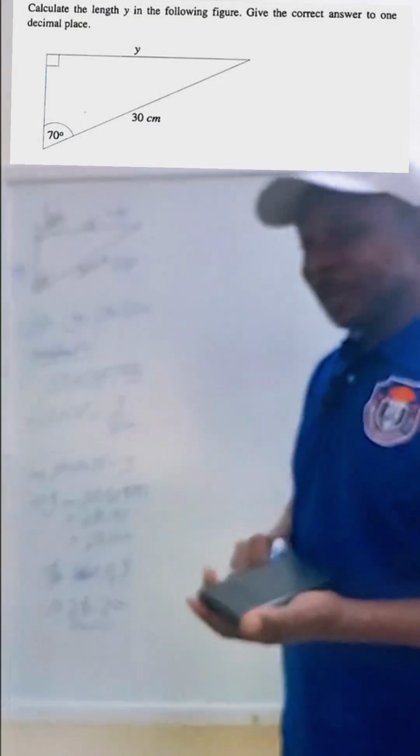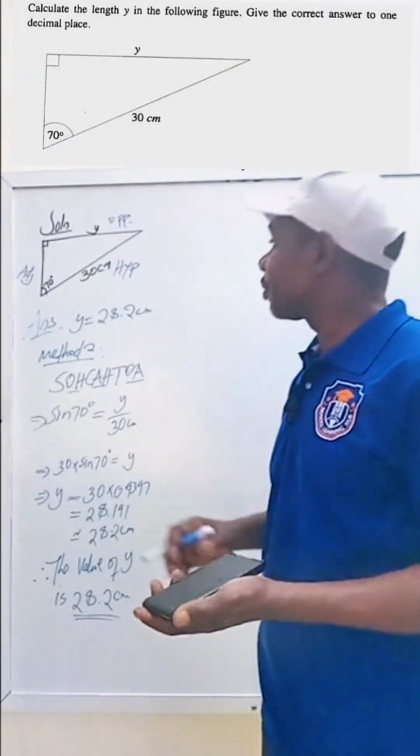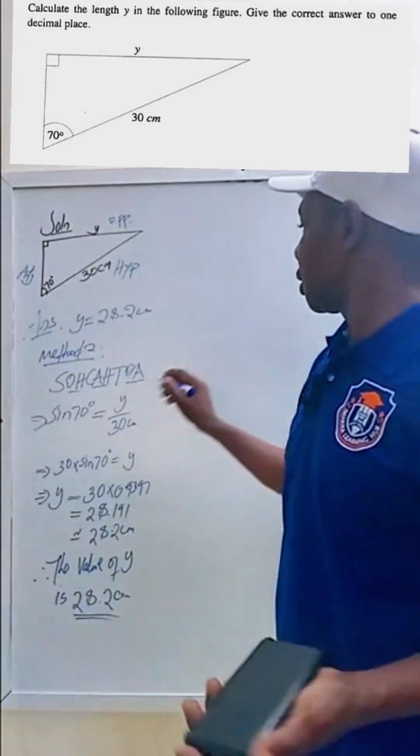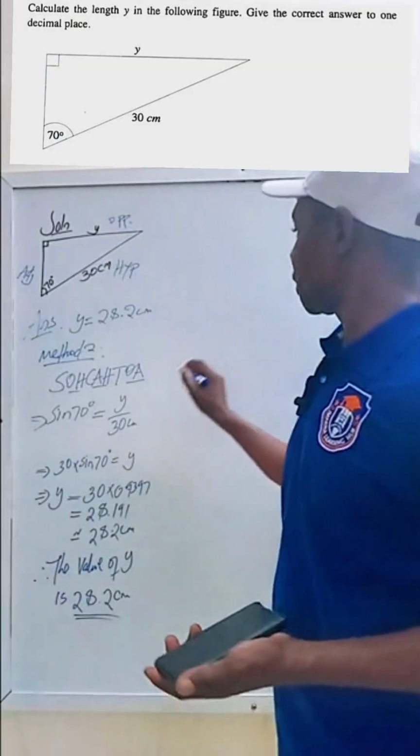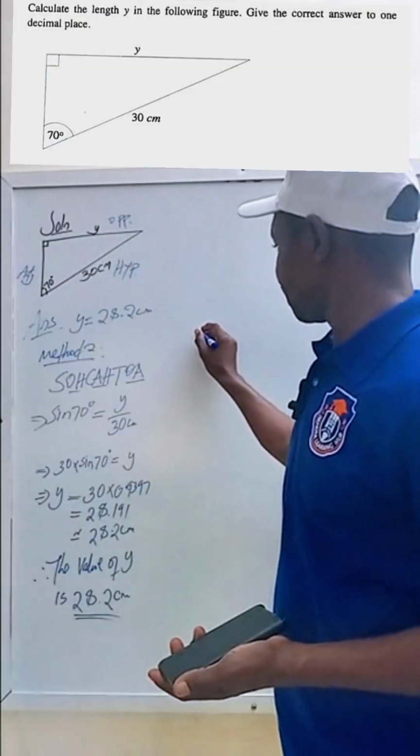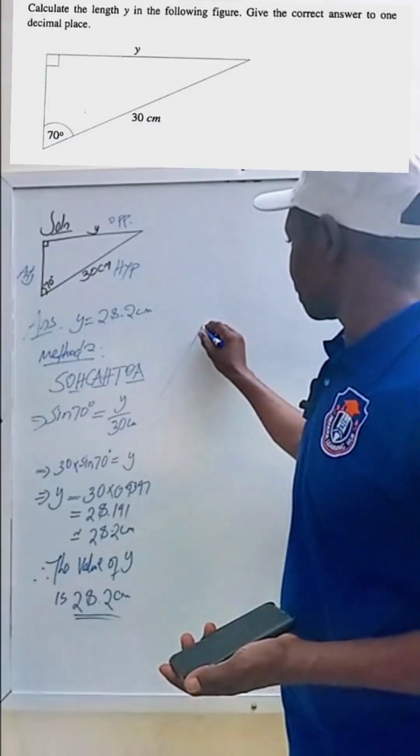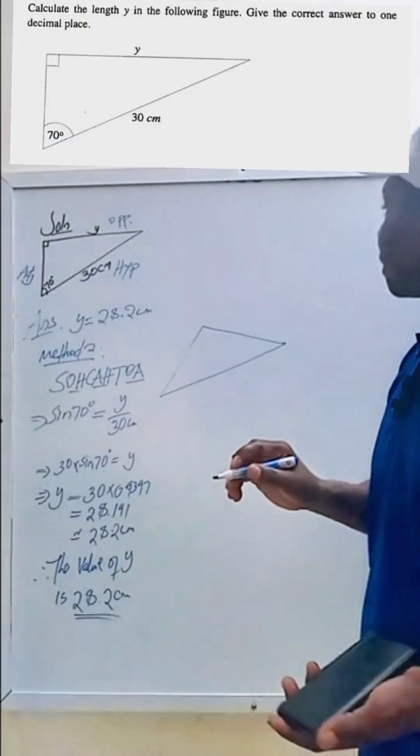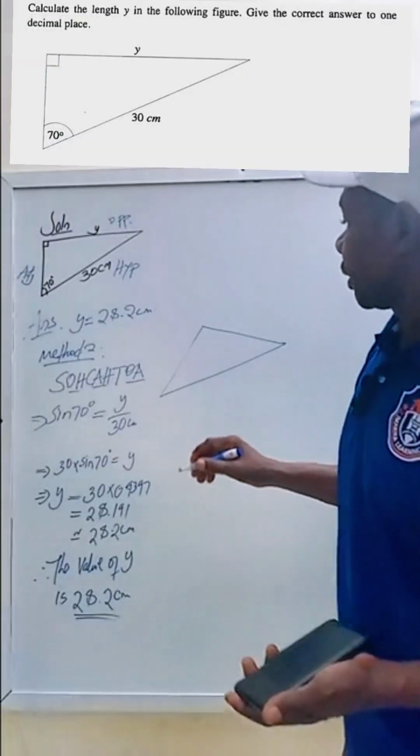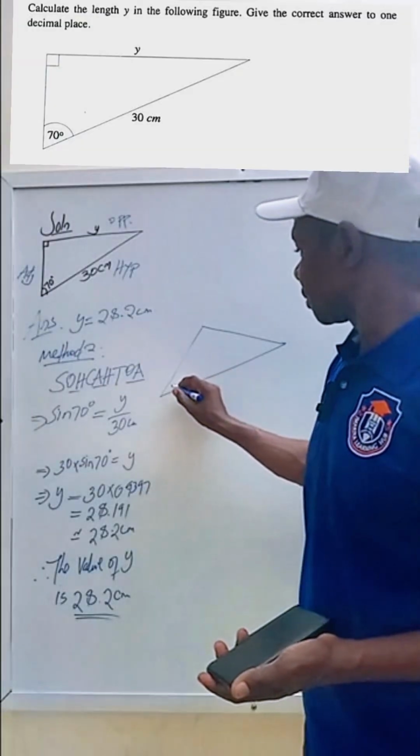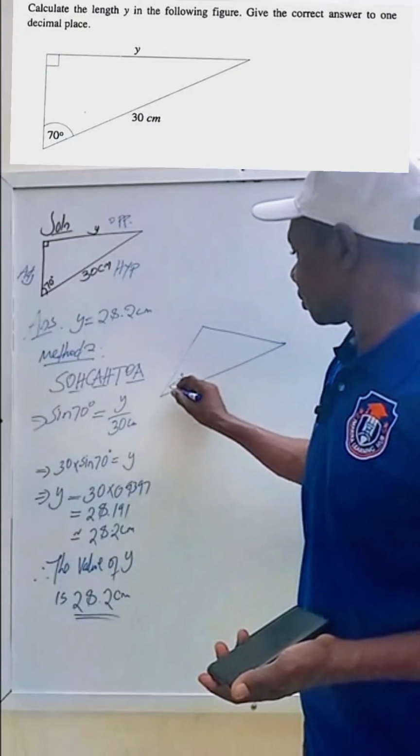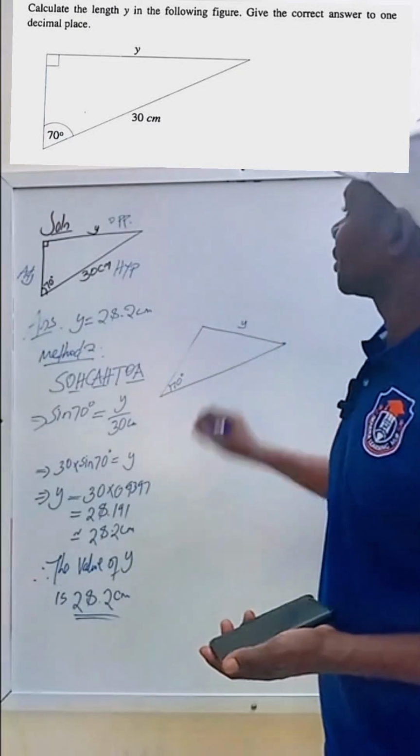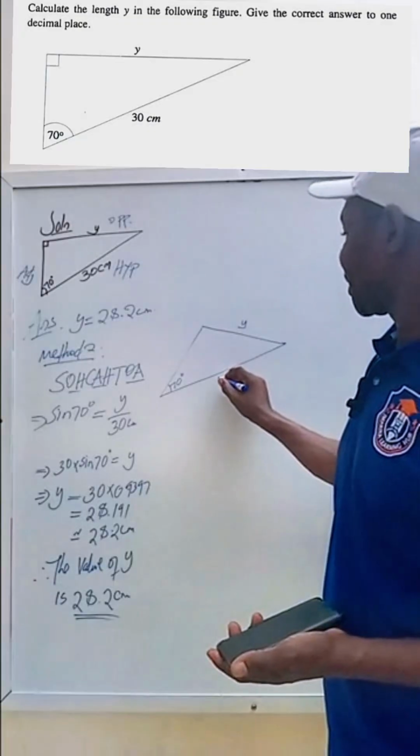But if you have a triangle with no 90 degrees, let me restructure the same diagram. You have this, for example. Now this one is not 90, let's make it 120. Then I put my 70 here. Assume our 70 is there. Then where is our y? Our y is this side. Where is our 30? Our 30 is this side.